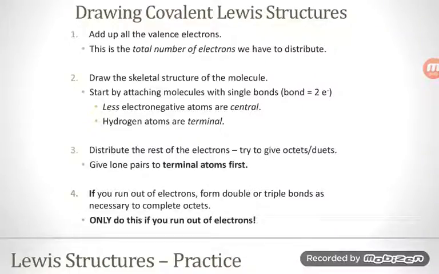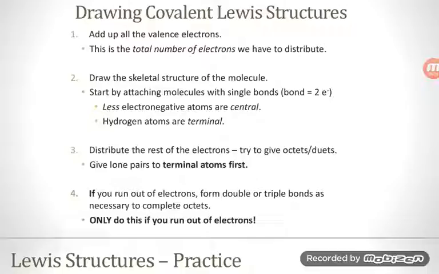Drawing covalent Lewis structures is very different from drawing ionic Lewis structures. The reason being that covalent bonds are these highly localized bonds located between two atoms. So where in ionic compounds we just drew the two ions sitting next to each other, in covalent compounds we have to actually show the bonds between each of the atoms.